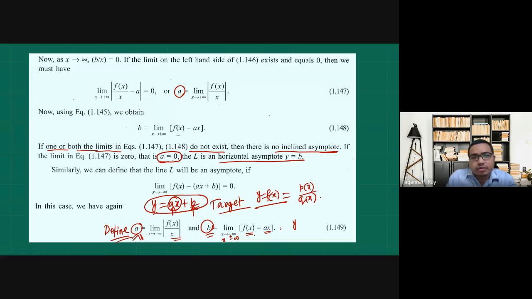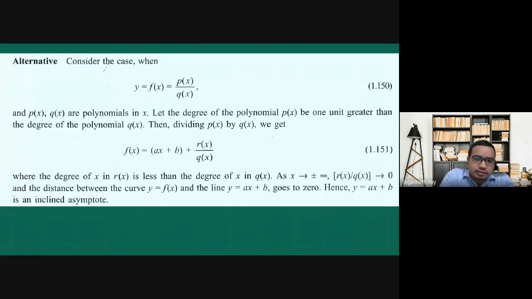Okay, so these two we will see with an example. Another approach for inclined asymptote: we can define the function as y equals f(x) by p(x) by q(x), and after this we will separate them. We will write y equals ax plus b.